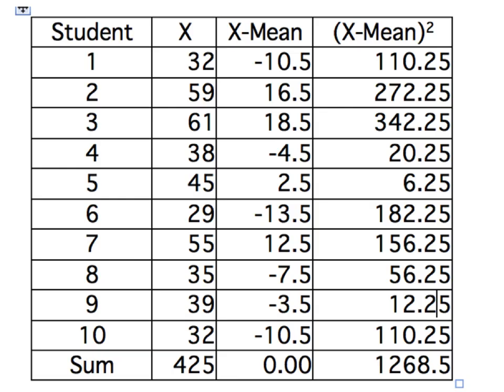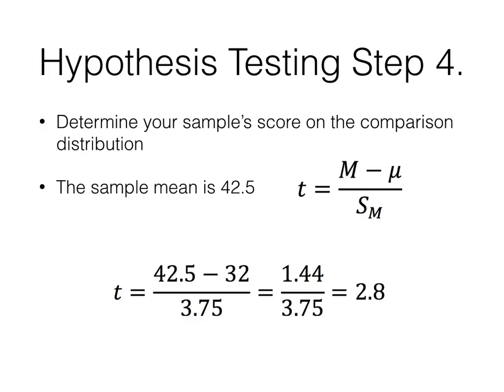So what we want to do again is look back to our numbers here, and we can figure out that our 42.5 is basically those x's divided by 10. That gives us 42.5, and we want to plug in that 42.5 as our sample mean. The mu is 32, because that's what the null hypothesis says, that the sample comes from a population where mu is equal to 32. And the thing in the denominator is our estimate of the standard error, which was 3.75. So that reduces down to 1.44 over 3.75, and that gives us a t-value then of 2.8. So our t is 2.8.